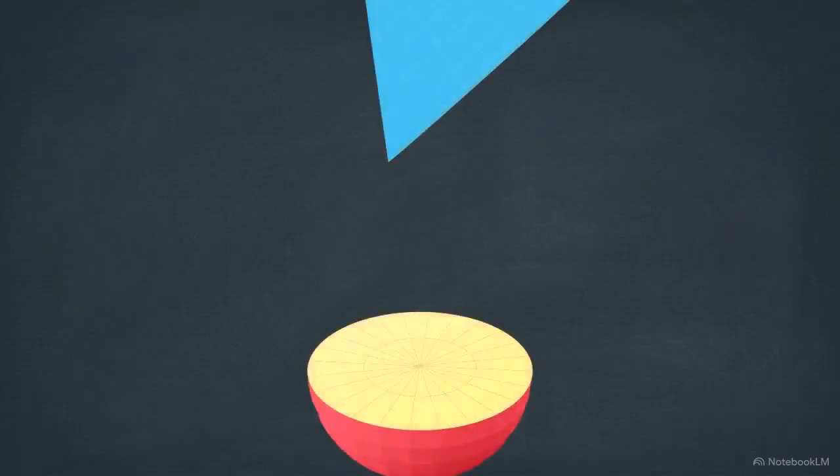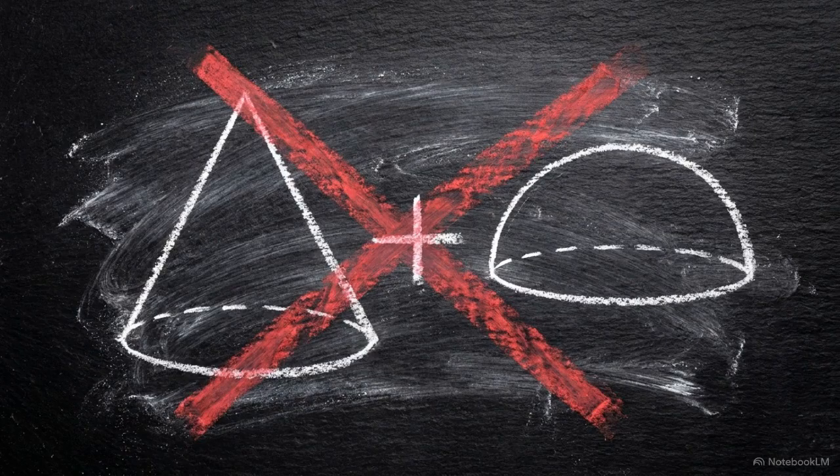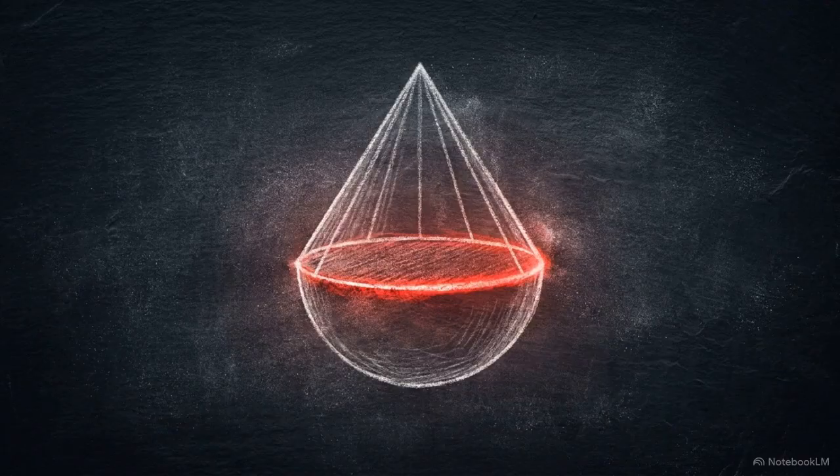Now we apply this to a real board exam scenario. Watch what happens as this cone connects with the top of our hemisphere to create a single solid toy. The exam asks you to calculate the total surface area of this new shape. If you just add the total surface area of the cone to the total surface area of the hemisphere, your answer will be wrong. When these two shapes merge, their flat bases push together and are completely sealed inside the object.